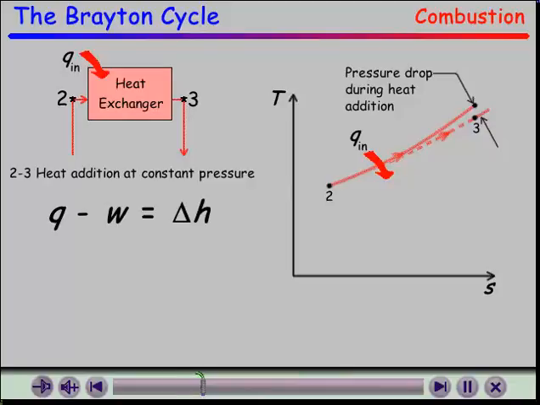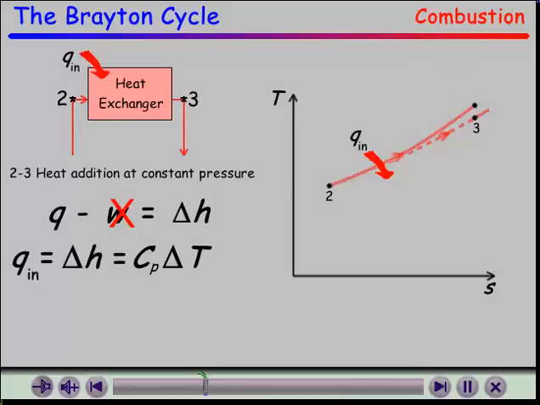Since no work is being done on or by the heat exchanger, the first law of thermodynamics reduces to Q equals H3 minus H2. Assuming the air behaves as an ideal gas, we can determine the heat input by the specific heat at constant pressure, C sub P multiplied by the change in temperature.